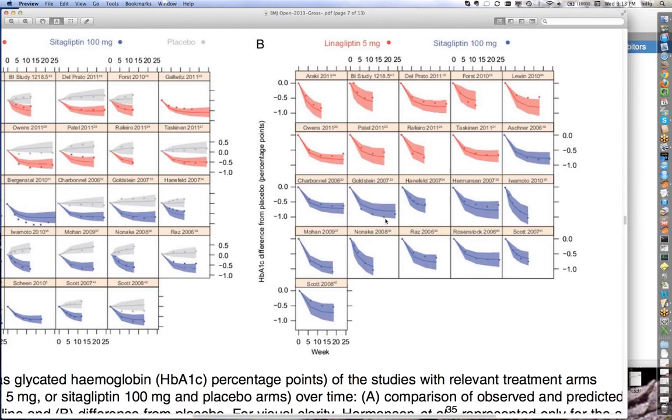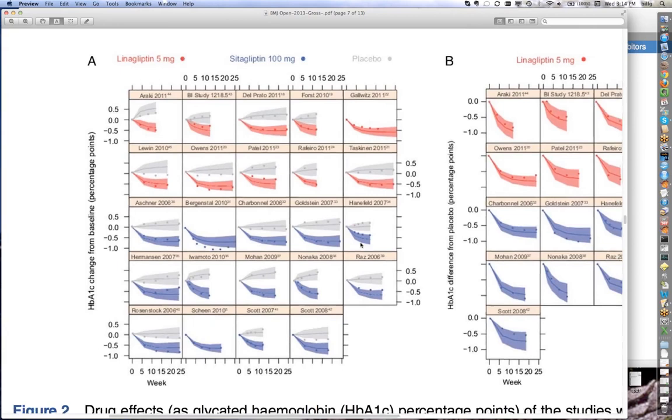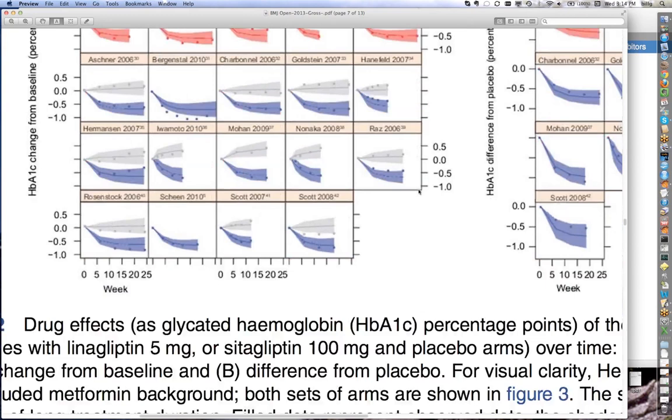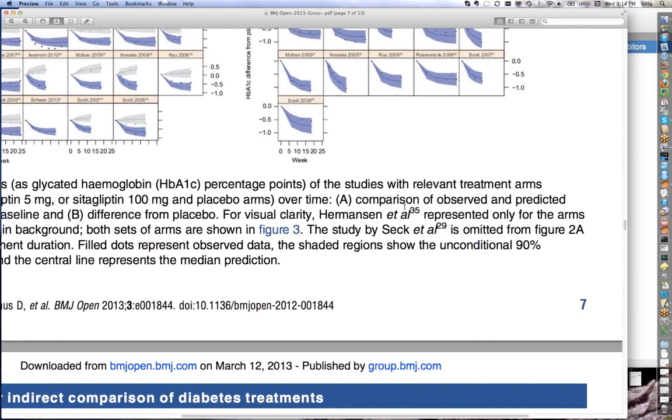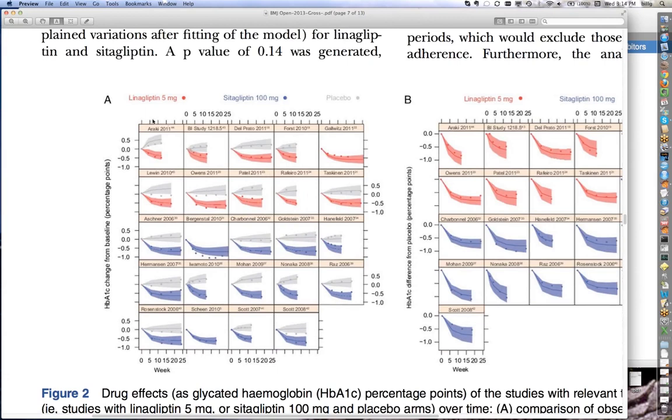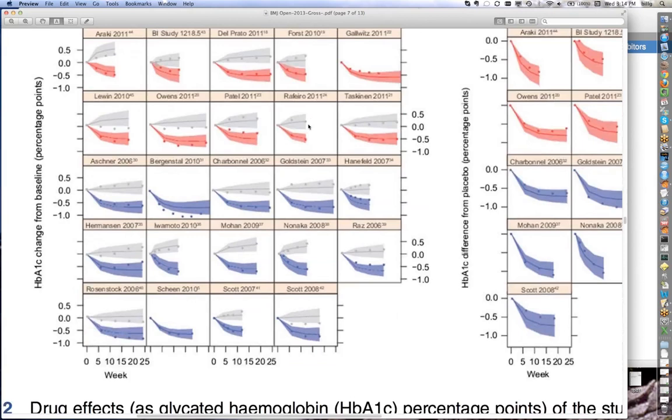Just sort of blow this up. These are posterior predictive checks expressed a couple of different ways. So each panel here is a separate study. Now I got to remember which is which here, because one of these is sitagliptin, one is... there it is on top. Okay, so the red is linagliptin, the blue is sitagliptin, and gray is placebo. Sorry, let me get this adjusted to a reasonable size.